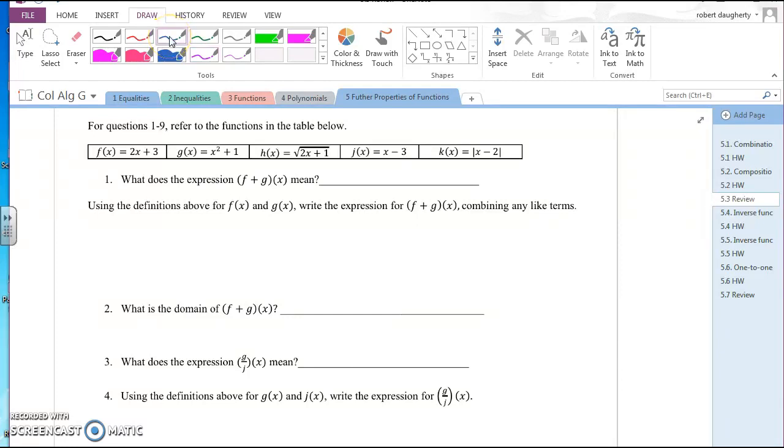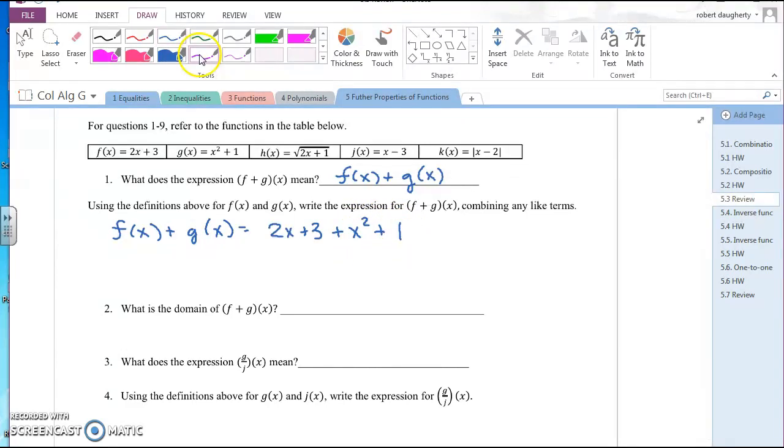What does f plus g of x mean? That means f of x plus g of x, okay? Using the definitions above, write the expression for f plus g of x combining like terms. So f of x plus g of x is going to be 2x plus 3 plus x squared plus 1.